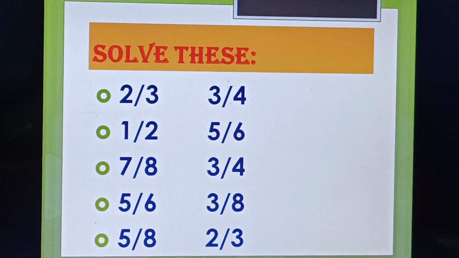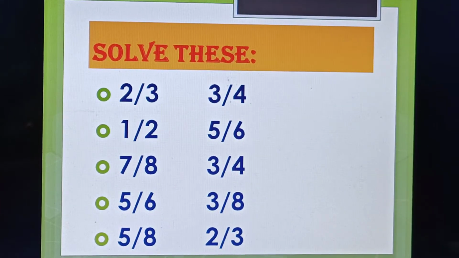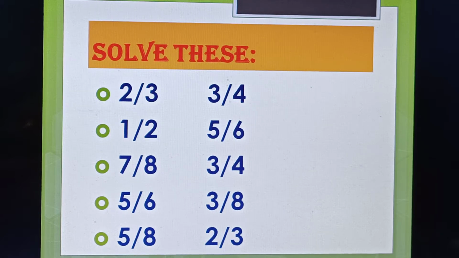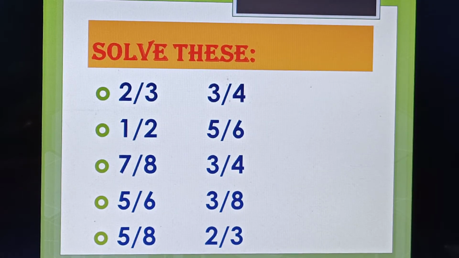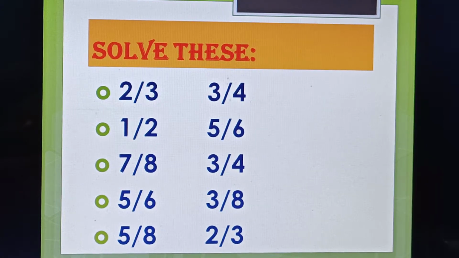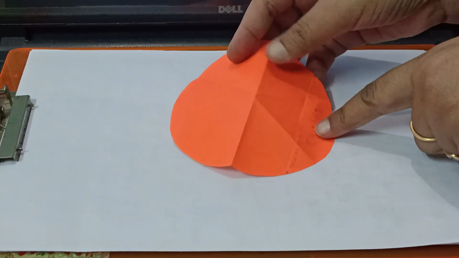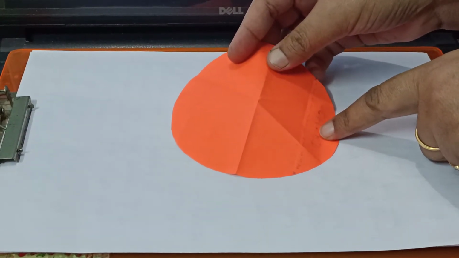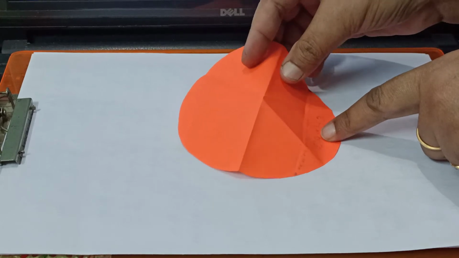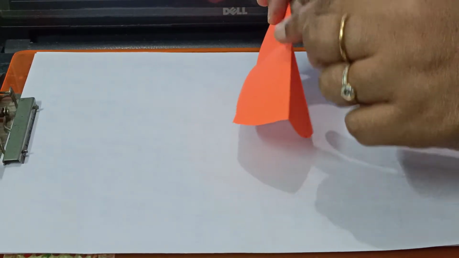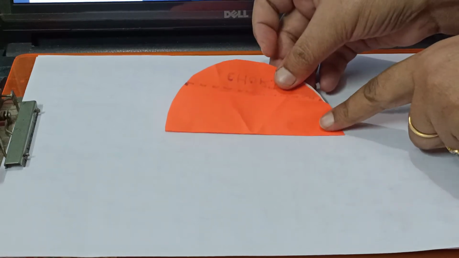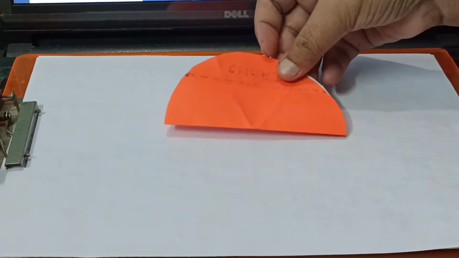You have to solve these questions by using the actual circle cutouts, which I'll tell you now how to cut. Now you can see here I have taken one circle. If I have to cut it into two equal parts, I'll give just one fold to the circle. I'll get two equal parts.